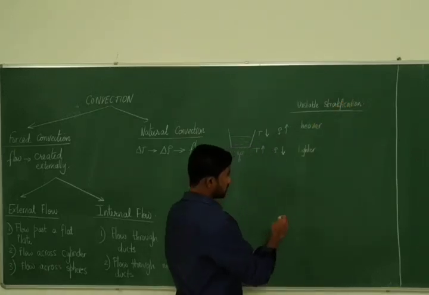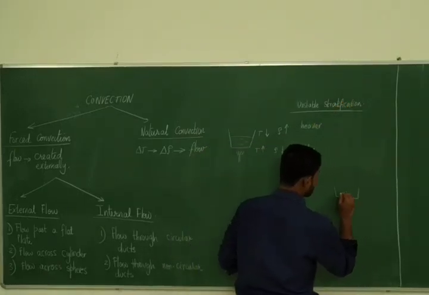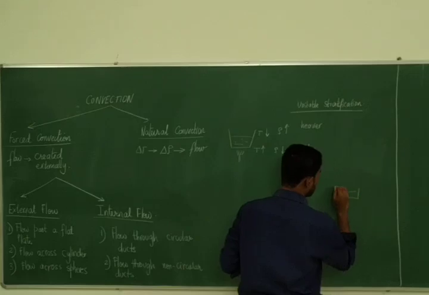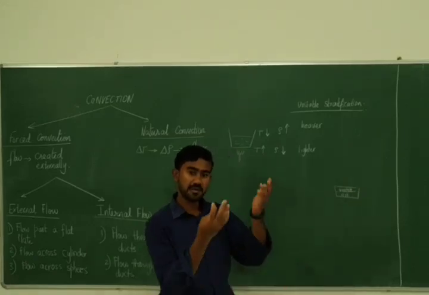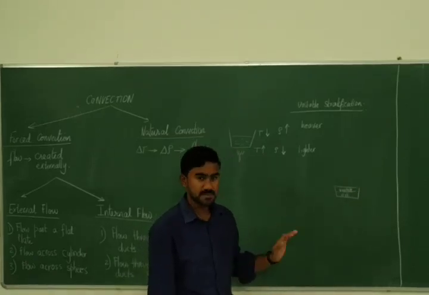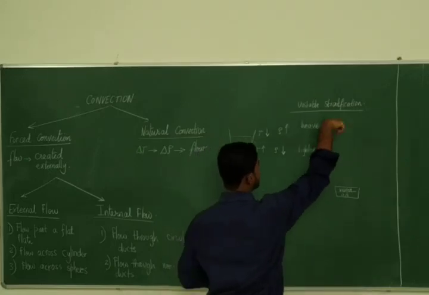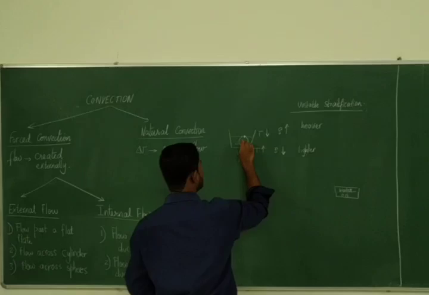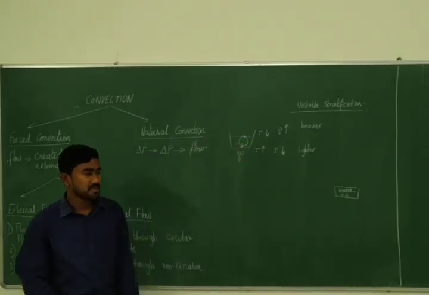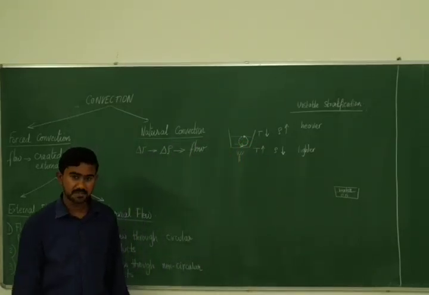For example, you cannot have oil. Imagine you are having oil below and water above. You cannot have this stable. Water will come below and oil will be displaced up. That's stable stratification. So whenever you have an unstable stratification, the lighter fluid will try to go up and the heavier fluid will try to come down. So you will see convection currents being set up.